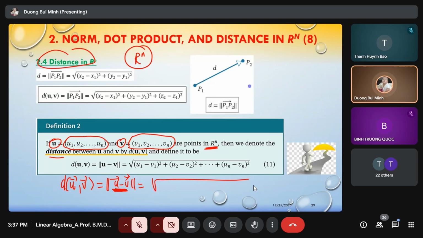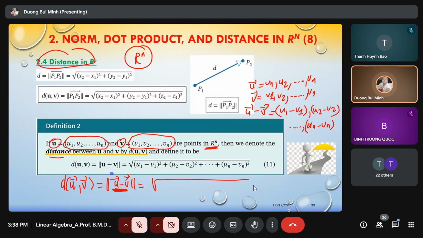So we have vector u is u1, u2, up to un. We have vector v is v1, v2, up to vn. So vector u minus vector v is what? It is u1 minus v1, right? What else? u2 minus v2, and so on, up to un minus vn.